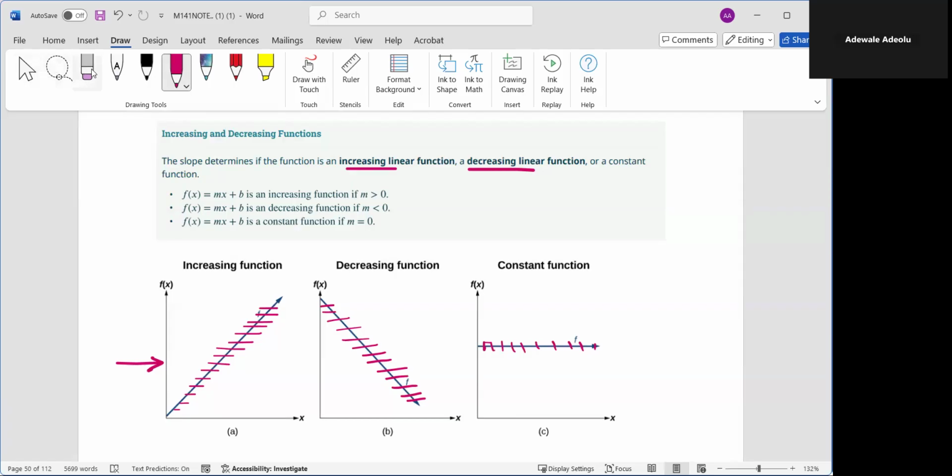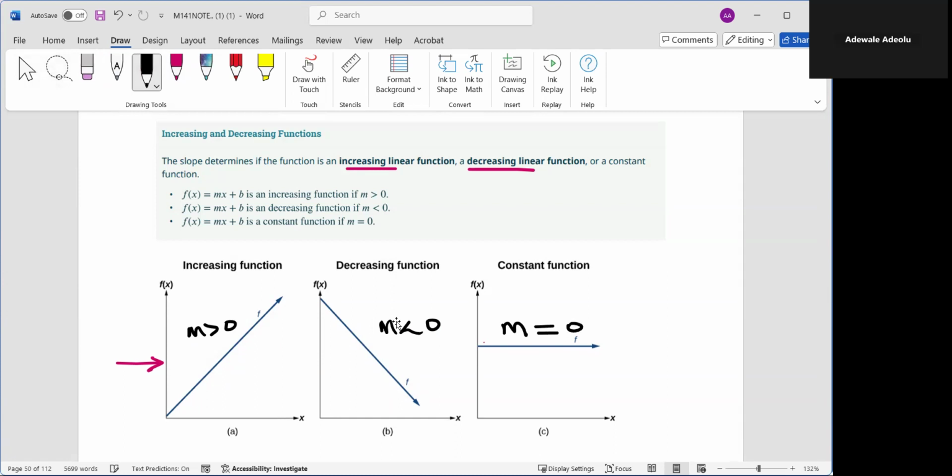Now, what does that tell us? Well, in the case where it is increasing, it means that the slope is positive. And when it is decreasing here, it means that the slope is negative. Here, the slope is positive. And here, the rate of change is 0. That is, it is not changing.